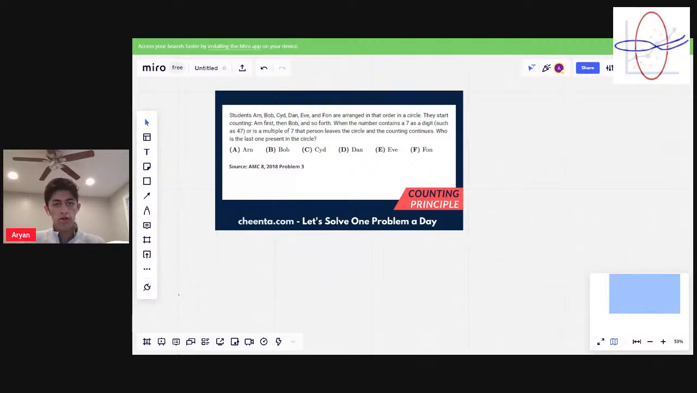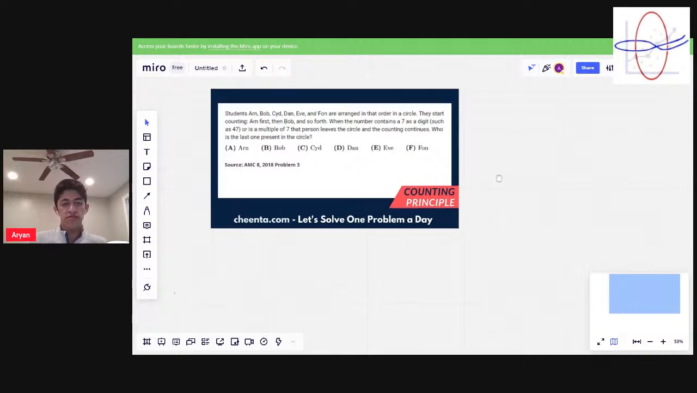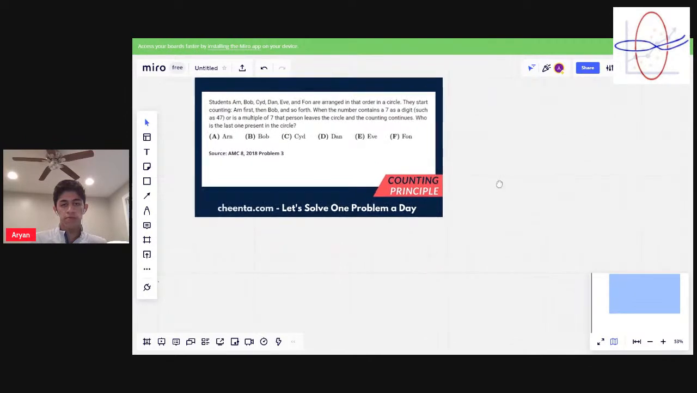Students Arn, Bob, Side, Dan, Eve, and Fawn are arranged in that order in a circle. And they start counting, Arn first, then Bob, and so forth. When the number contains a 7 as a digit, or is a multiple of 7, that person leaves the circle and the counting continues. And we are asked to find the last person present in the circle.